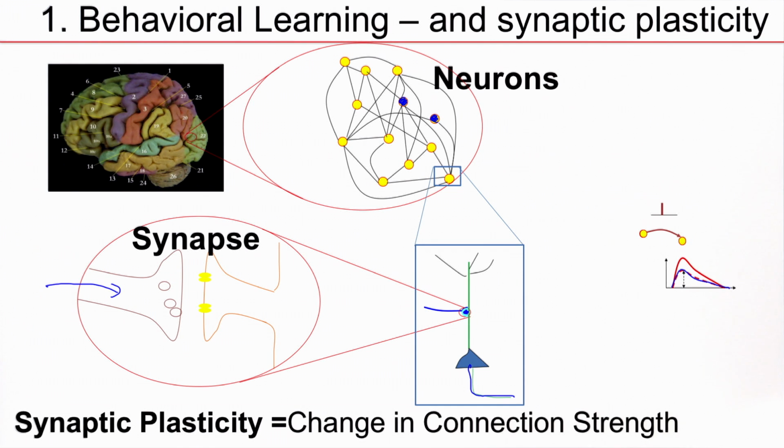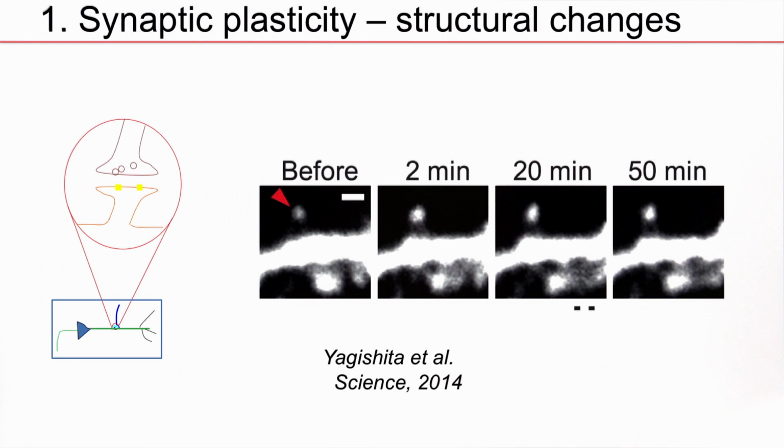Now, synaptic plasticity means that when you learn new things, when something happens, then the response can change in size and it can become much bigger. So the amplitude of the response is a measure of the strength of the synaptic connection, a measure of the synaptic weight. What happens in biology if a weight changes?